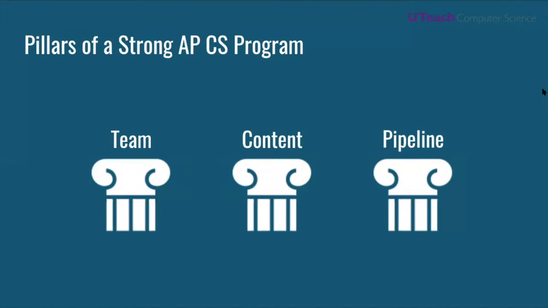Now, there are 3 pillars, we like to say, in order to roll out an AP program at your school. The 3 pillars are team, content, and pipeline. This is what we're going to talk about in the next few minutes. First, I'm going to tell you who should be on your team, what a successful team will look like in order to develop this AP CS program. Then we'll talk about all the different content providers and which might best fit the needs of your school and your students, and then the pipeline.